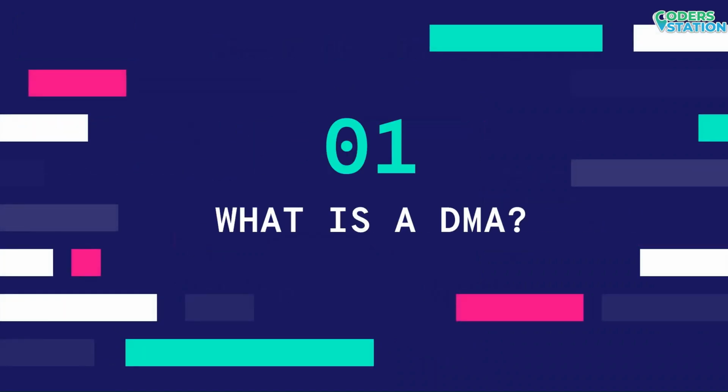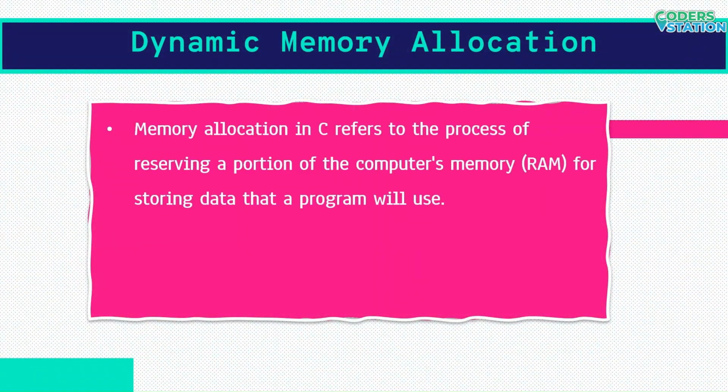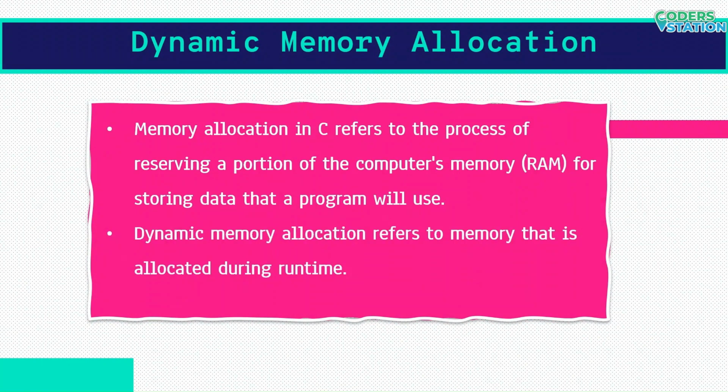Let's begin with a brief introduction to memory allocation. In C, memory allocation is crucial for efficient program execution. It can be done either at compile time or runtime. Dynamic memory allocation allows programs to obtain memory during execution, offering flexibility and efficiency. So, dynamic memory allocation refers to memory that is allocated during the runtime.